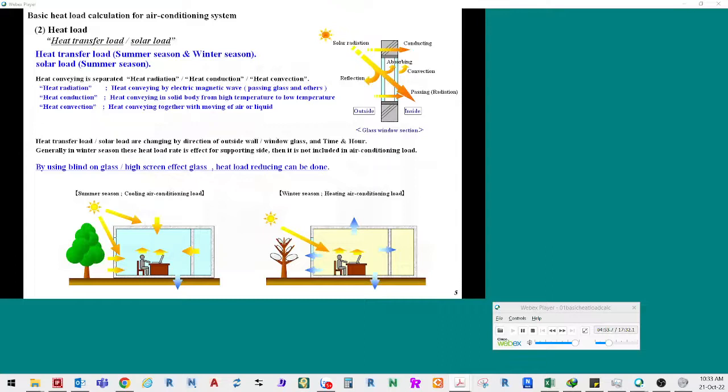Furthermore, the solar energy is absorbed into the room by heat transfer. The heat conveyed by heat transfer and the radiation heat absorbed directly into construction frameworks are conveyed into the room by heat convection. Depending on the position of the sun, heat transfer loads and solar heat load change. Therefore, calculate air conditioning cooling load based on the direction of the walls and windows and specific time intervals.